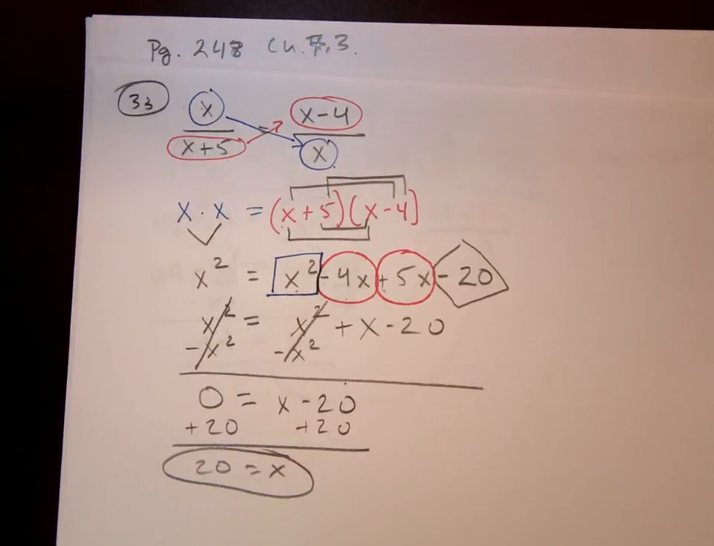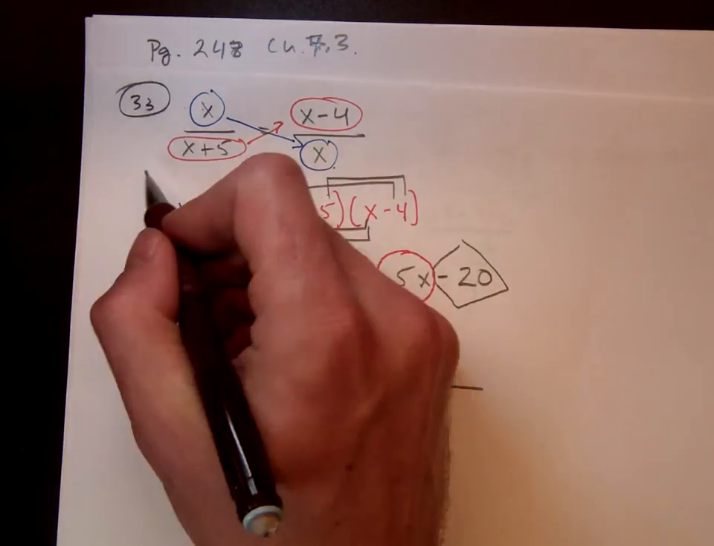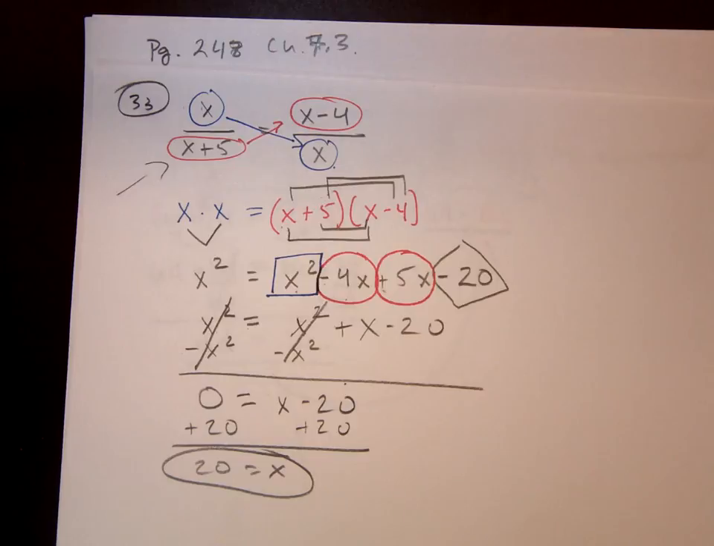Now, it would be a good idea, though I'm not going to do it in the video, to take this x equals 20 and plug it back into our original proportion to double check our answer. But you will see that in this particular case, x does equal 20, and that will give you two ratios that are equivalent to each other.